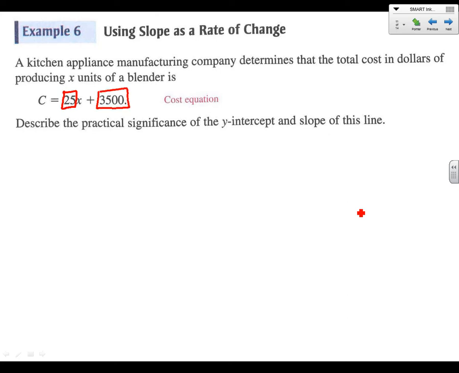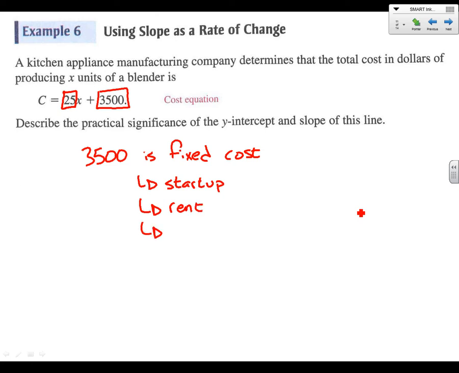What this is saying is the 3,500 is fixed. It's a fixed cost. So these are things like startup, paying rent, paying employees, so salaries, right? $3,500 is what this company is paying even if it doesn't make a single blender, right? And then, in addition to that, it needs to pay $25 per blender.